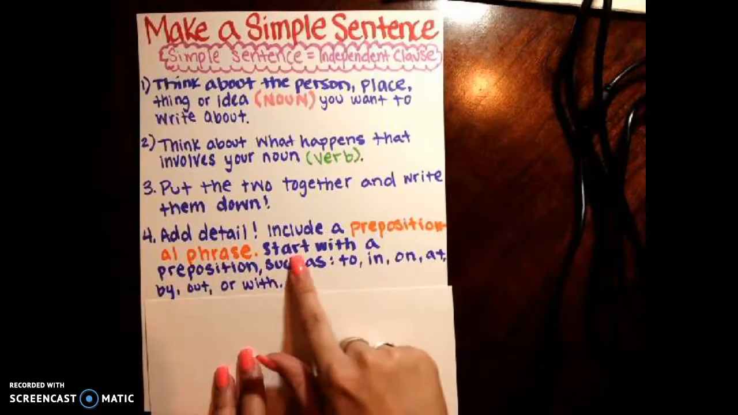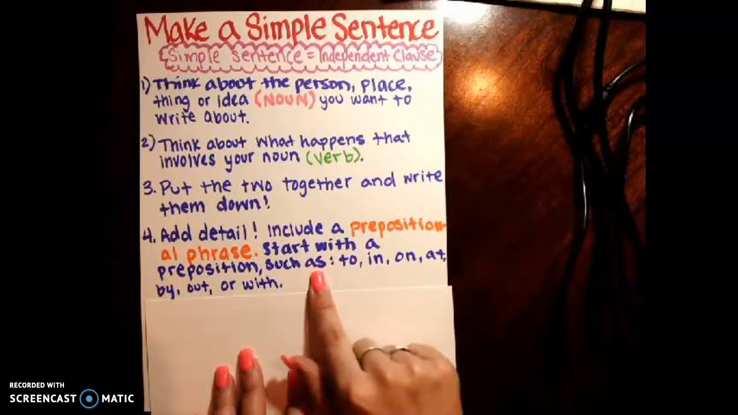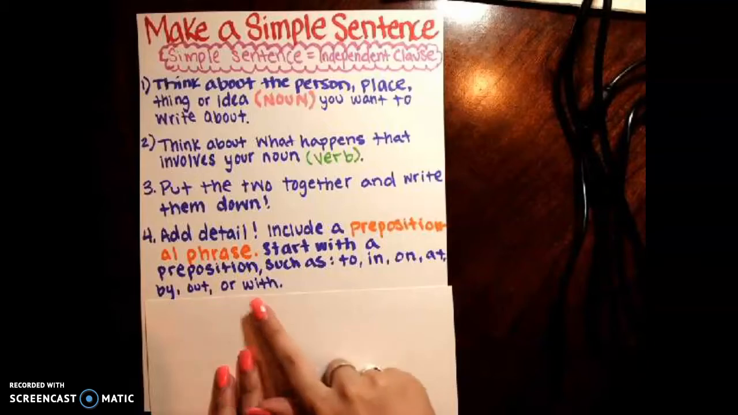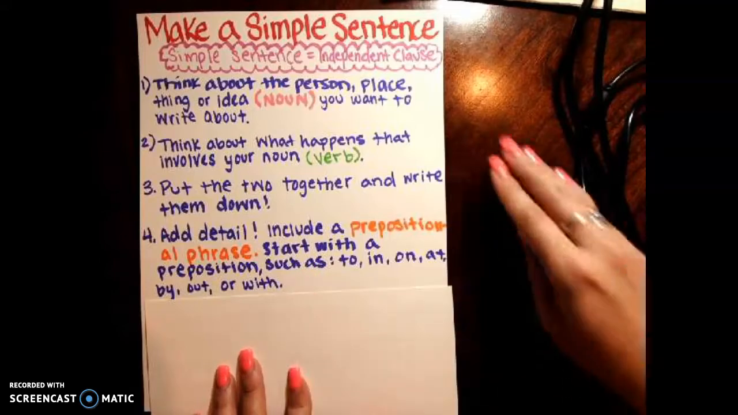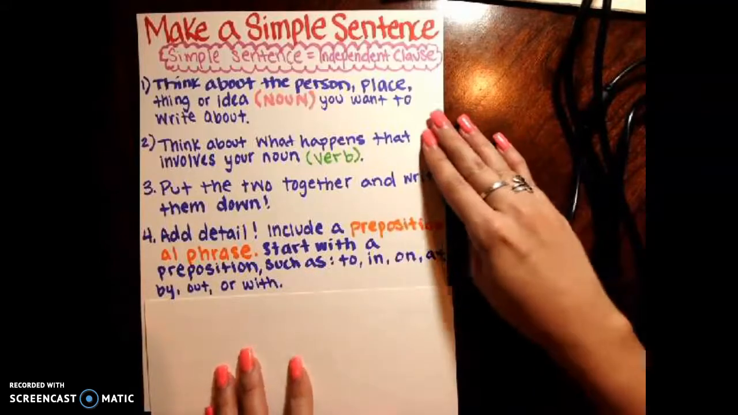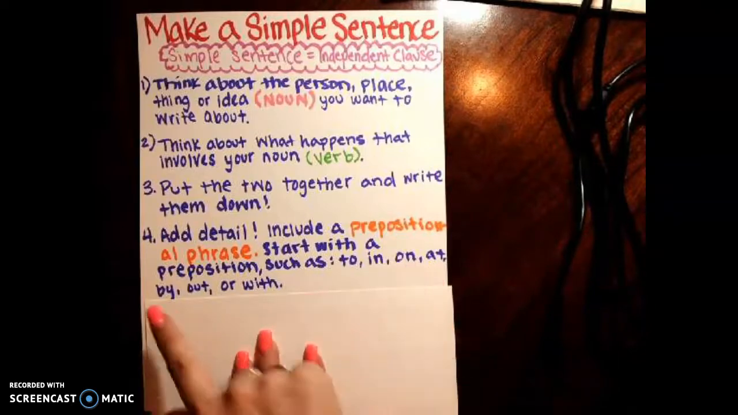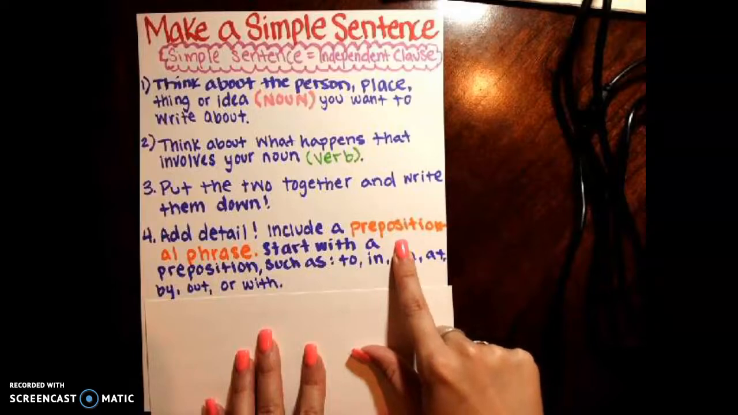These start with a preposition such as to, in, on, at, by, out, or with. So these are our prepositional phrases. Mr. Regacious is having a hard time saying that word. But these are them again: to, in, on, at, by, out, or with. When you see this orange color in my example sentences below, remember that it is our prepositional phrase.